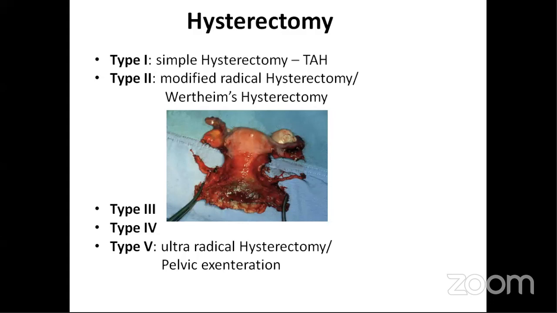Posterior exenteration is when even the bowel involvement is seen. So the rectum is taken out or the sigmoid is taken out and a permanent colostomy is made. So this whole together is called pelvic exenteration.